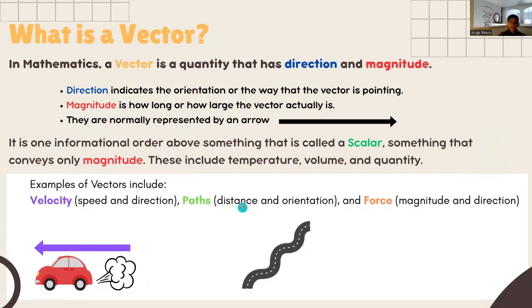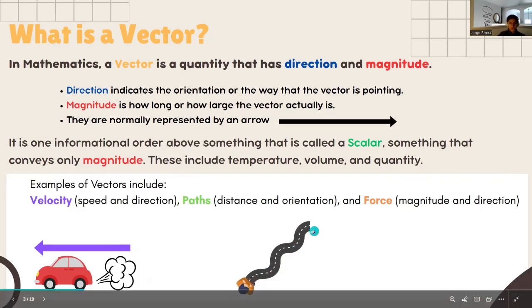Other vector examples are path, distance, and orientation. If I ask you, hey, where's the nearest drugstore, and you tell me it's about a mile from here, that doesn't tell me a lot. A mile from here is like a circular radius. It can be in any direction. But with a path, you can tell me it's a mile from here to the north or to the northeast, right? So if you have this guy, he's going to travel along this way. It has a distance, which is the set distance he has to travel, and the orientation, which is the direction he has to travel. And force.